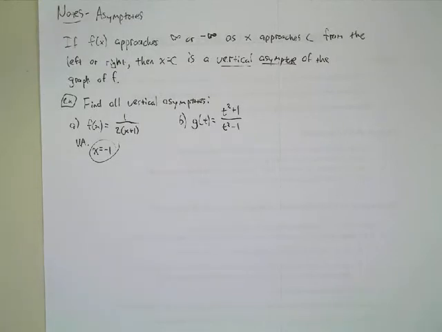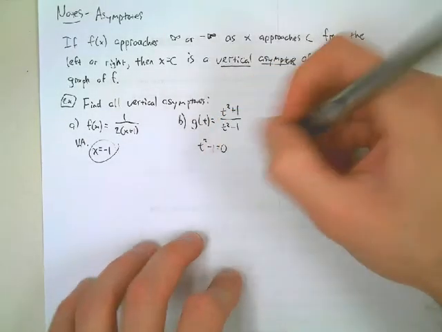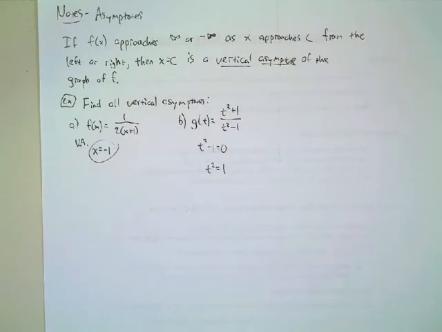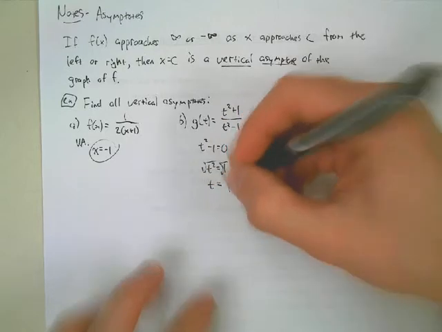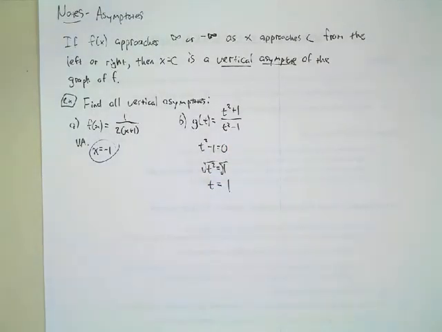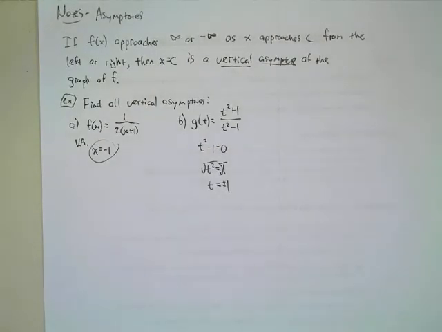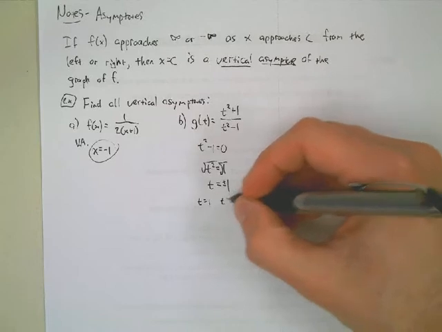All right. So here, what can we do to help us find these vertical asymptotes? Yeah, just set the denominator equal to 0, right? t squared minus 1 equals 0. Right, so we'll add 1 to both sides. We get t squared equals 1. And so we take the square root of both sides, right? So we get t equals plus or minus 1. Okay, so t equals 1, we have a vertical asymptote. t equals -1, we have a vertical asymptote.